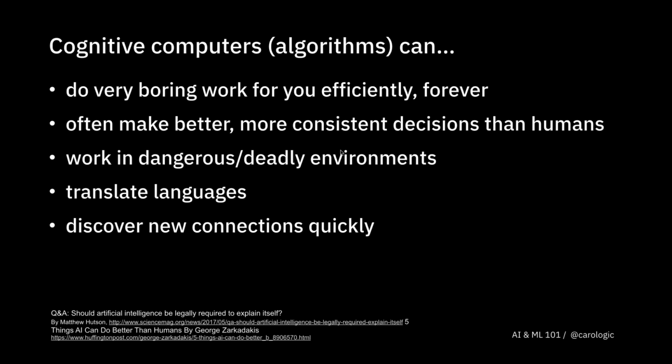And these algorithms, or cognitive computers, can do a lot of really boring things for us very efficiently, and they can do it forever. They never get tired, they never need a break. They can often make better and more consistent decisions than we do, and they can do work that we don't want to do, dangerous and deadly environments, and generally dealing with situations that are unpleasant for humans. They can translate into many different languages very, very quickly, and they can discover new connections between data that we may not have noticed because there's just so much information that we're trying to process.